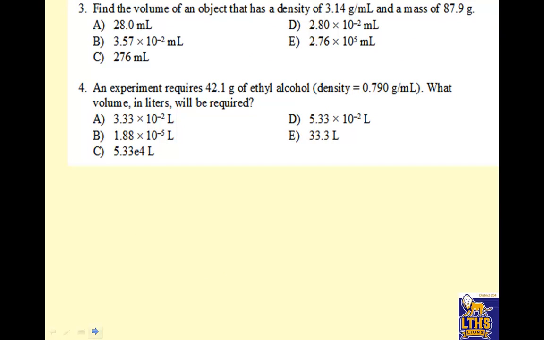Find the volume of an object that has a density, so that's my density, and a mass of this. So I'm looking for the volume. So density equals, here's number 3, m over v. So density is 3.14. Mass is 87.9. Here's volume. Now, this is Mr. Folly going all kinds of crazy on math for you now.